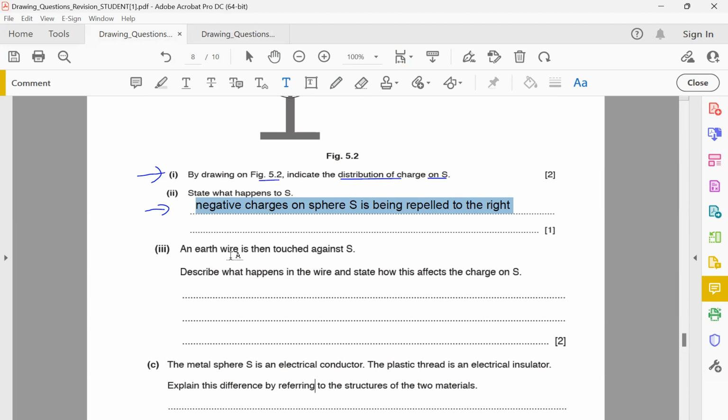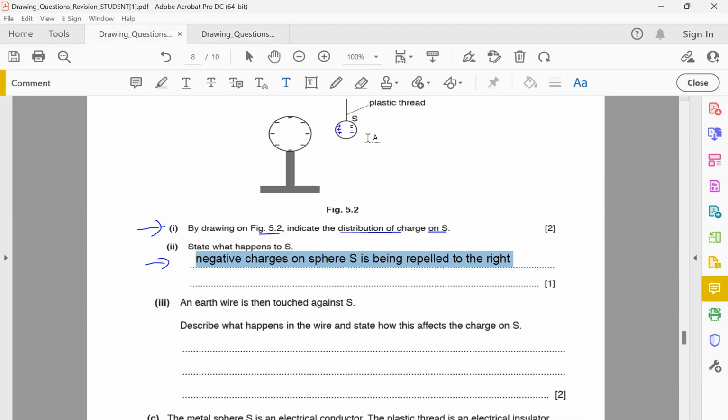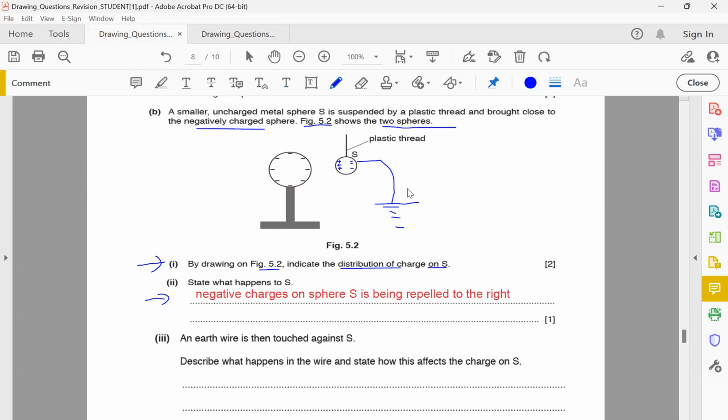Okay, then after that, an earth wire is touched against S. Describe what happens in the wire and state how this affects the charges on S. So what happens is right now you have an earth wire here, right? What charge will be induced on the sphere S? Positive or negative charge? If I have an earth wire here connected, will it become positively charged or will it become negatively charged? It's definitely going to become positively charged because the extra negative charges here will be repelled down through the earth wire, right?